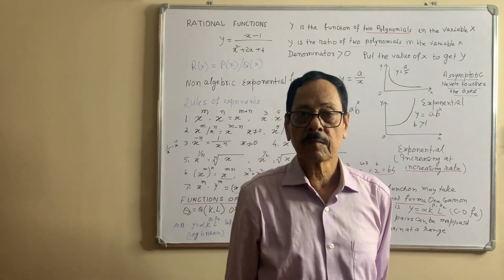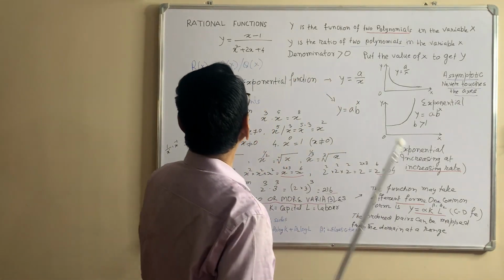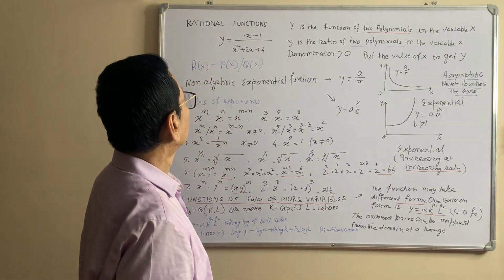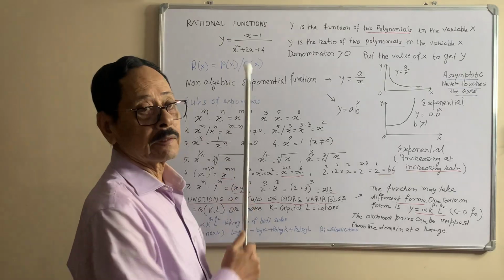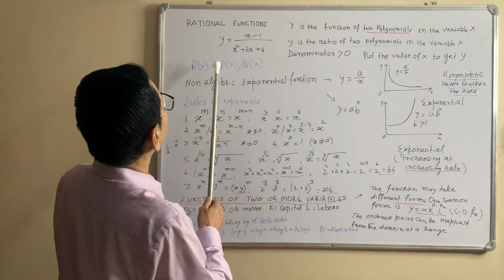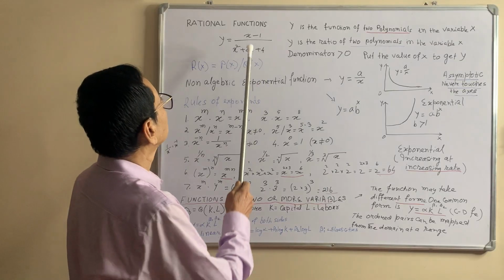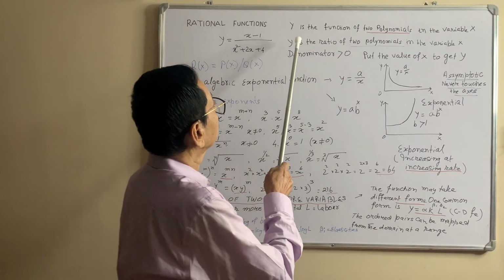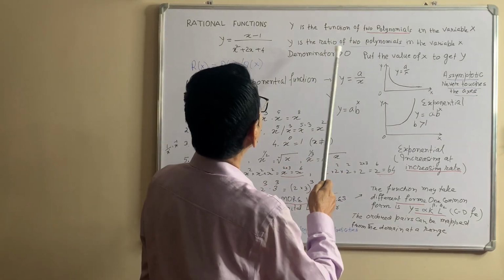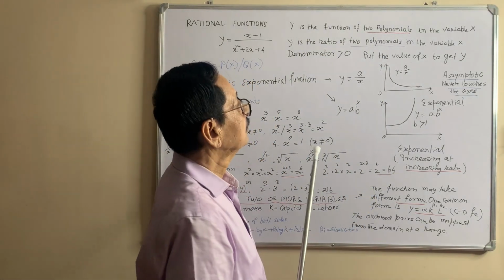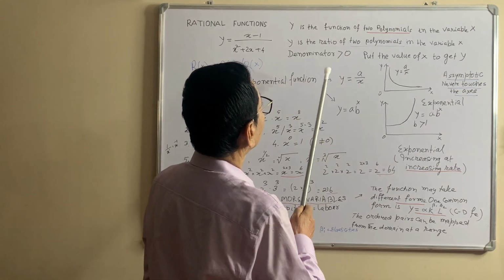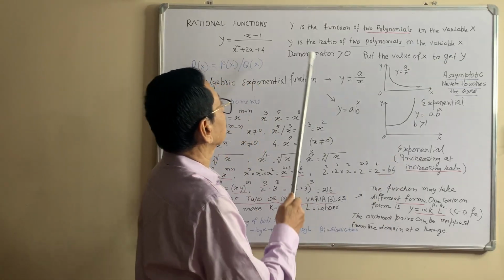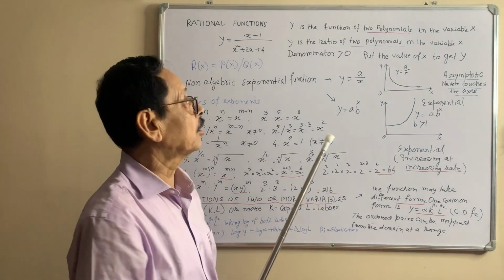Everyone, today we'll discuss rational functions. The word rational has come from the word ratios actually. So rational functions: y is a function of two polynomials in the variable x. Y is the ratio of two polynomials in the variable x. So it is in ratio form.